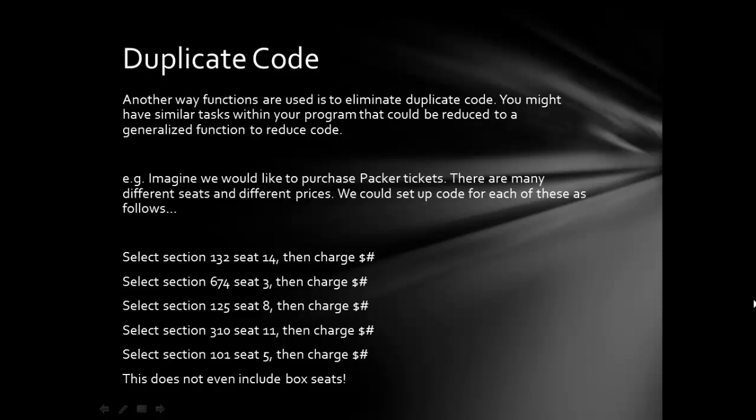Imagine you wanted to go to the Packer game this weekend and you need to buy your seats. Obviously there's different seats to choose from and different prices based on those seats. So you could set up a bunch of code saying, okay, if they select seat 132, seat 14, we're going to charge this amount. If they select seat 674, seat 3, then charge this amount. And you would write a ton of code to account for every single section, seat, and all that.